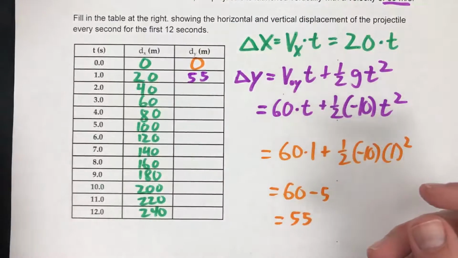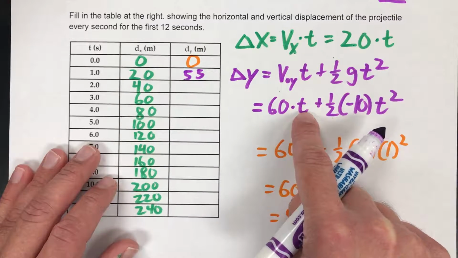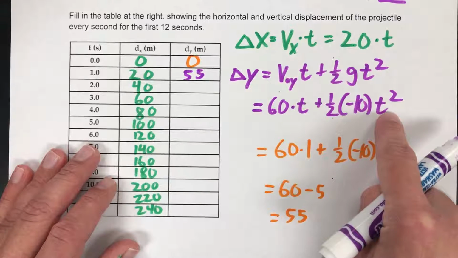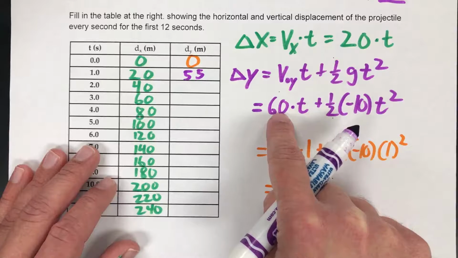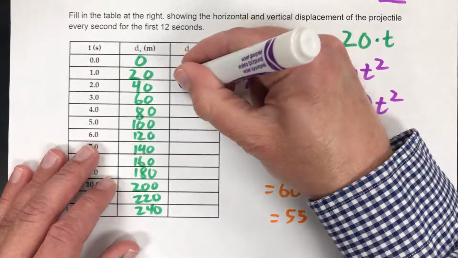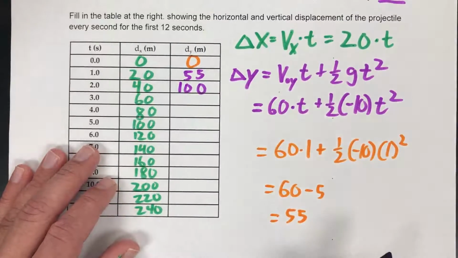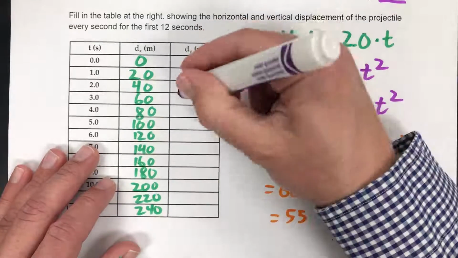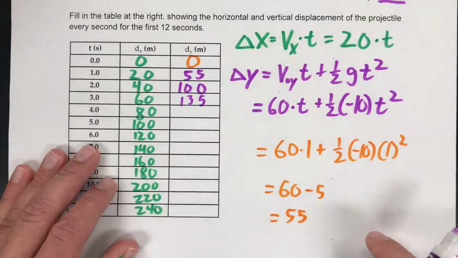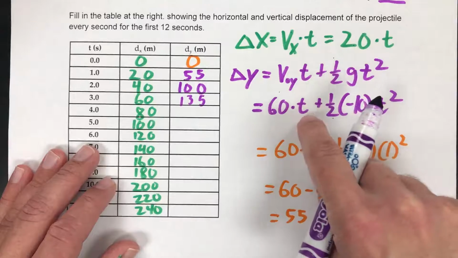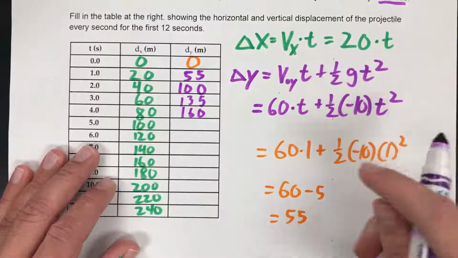You're going to repeat this process for the other times. So if you plug 2 in here, you'll get 2 times 60, which is 120, and then 2 squared is 4 times 10 is 40. Half of that is 20. So 120 minus 20 is 100. So now we are up 100 meters. Plug it in for 3 seconds, and you will wind up getting 135 meters. Plug it in for 4 seconds, and you will wind up getting 160 meters.